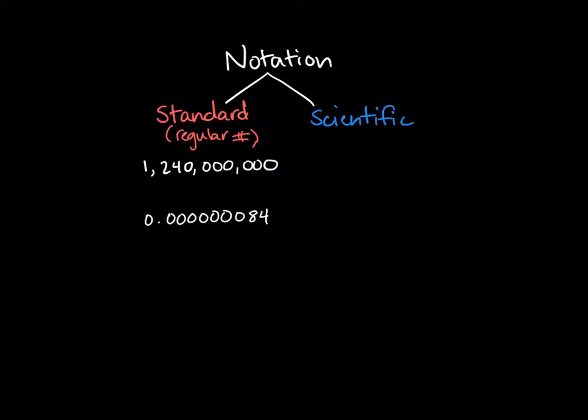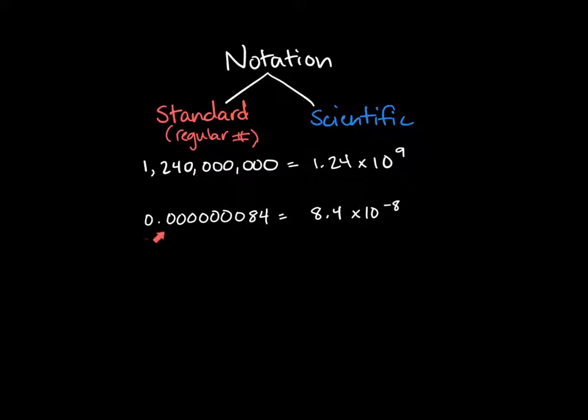Scientific notation is used to write numbers that are either very, very big, like this number, or very, very small. It's a way of simplifying long numbers so that we don't have to waste our time writing out all these digits. In standard notation, this number is 1,240,000,000. In scientific notation, this is 1.24 times 10 to the 9th power. Remember that a small number in the upper right corner of a larger number is called an exponent, or power.